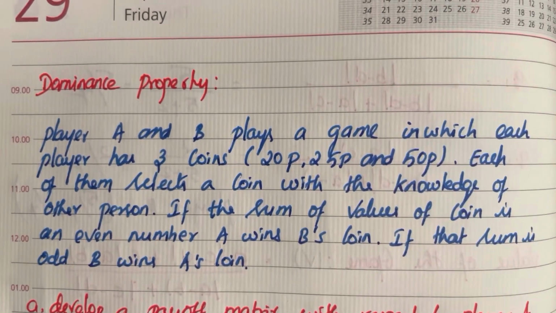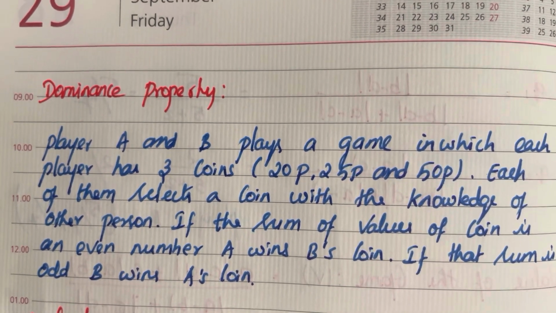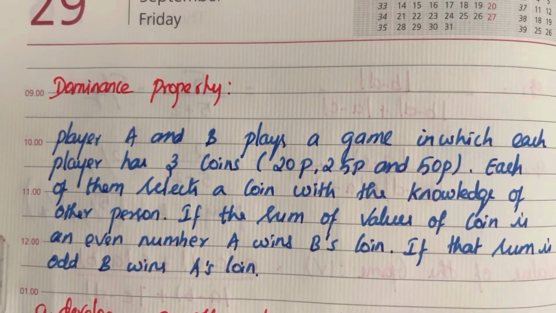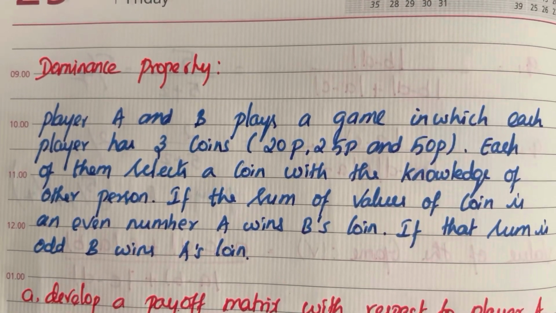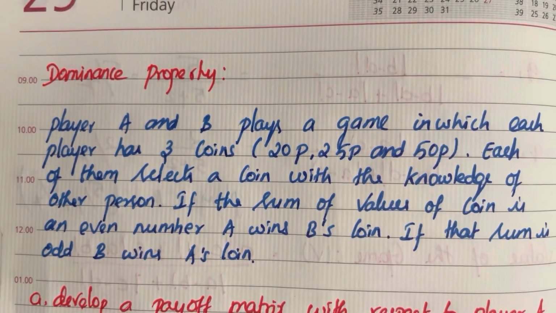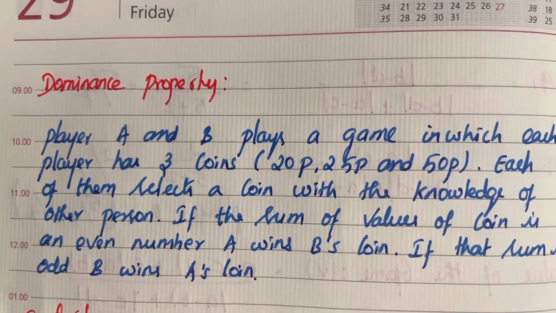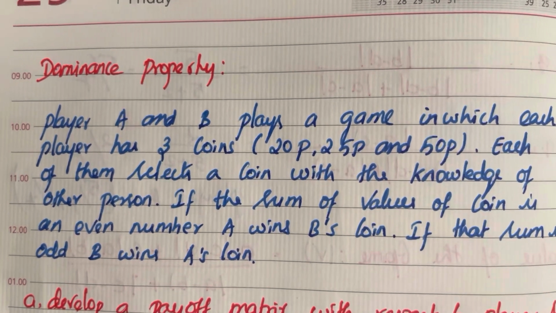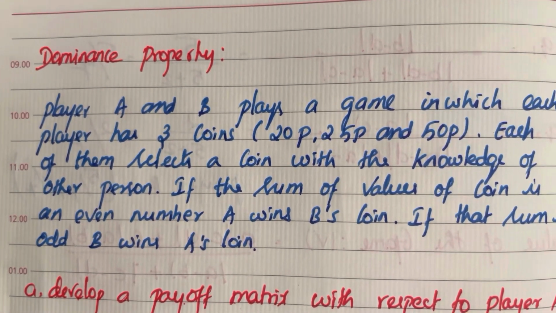The next one we are going to see is the dominance property. The dominance property is one method which comes under your mixed strategy. When you have multiple options or strategies, how do we reduce that to a 2 by 2 payoff matrix? Because only with a 2 by 2 payoff matrix can we find out the best strategy for A and B.